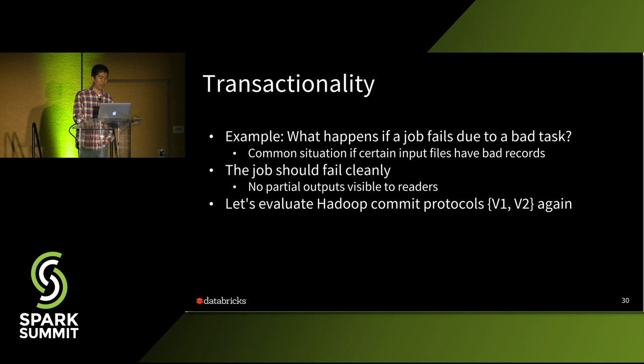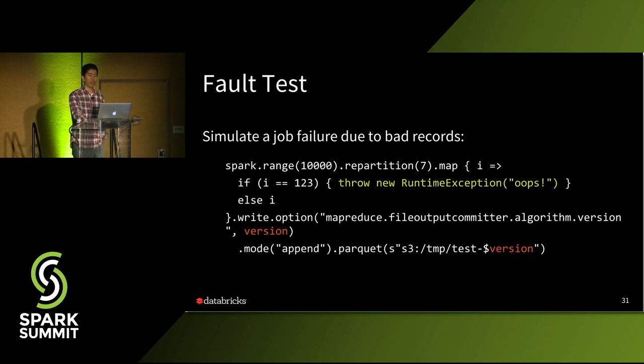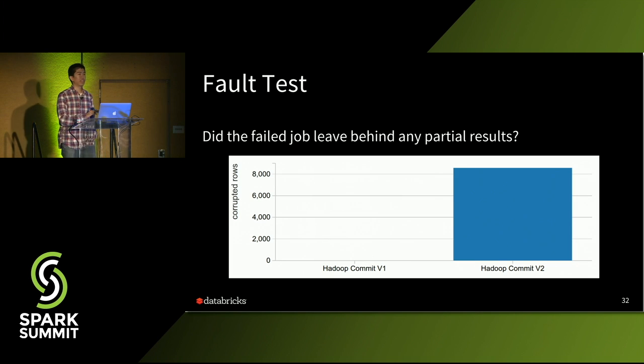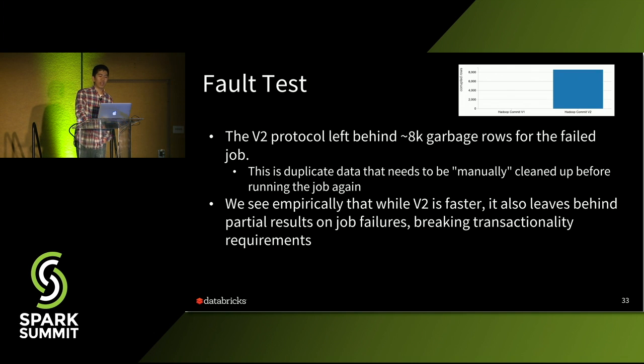So let's do that evaluation again. In this example, on the 123rd record of my job, I'm going to throw an exception. So that's always going to fail. And again, I'm telling Spark to try to write the data to S3 with algorithm 1, and then I'll try again with algorithm 2. So the question we asked this time is not performance, but did the failed job leave behind any partial results? We see that V1 of the commit protocol did not leave any results, but V2 left over 8,000 rows. So if you're running a complex data pipeline, these 8,000 rows are duplicate data that you need to manually clean up before running the job again.